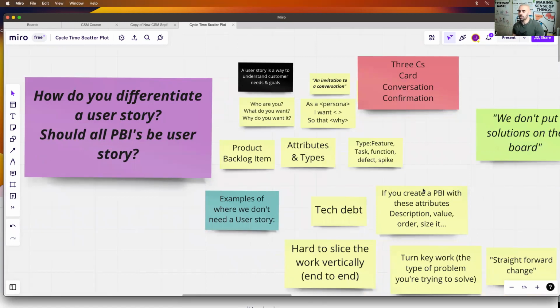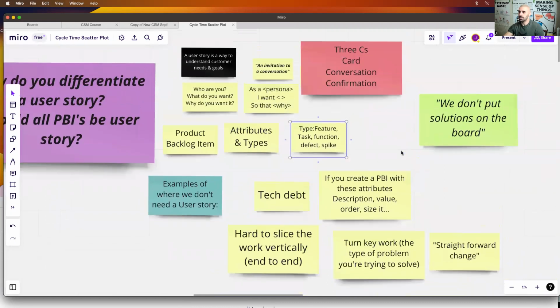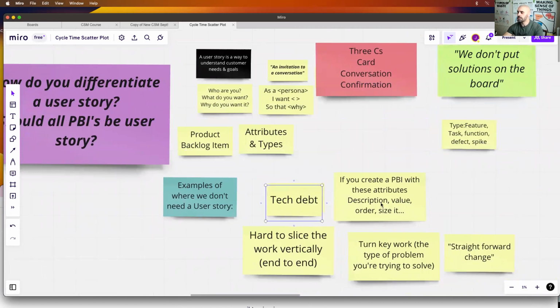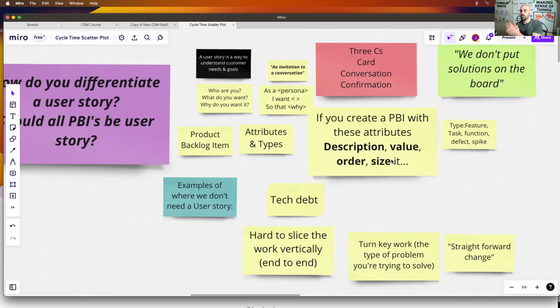Should all product backlog items be a user story? The short answer is no, they don't have to be. You could just create a product backlog item which has the basic attributes. By the basic attributes, if I could maybe, I might have removed the card. Oh, it's here. As long as you can describe what it is, explain the value, put it in order, and then size it, that would be sufficient. So that's the first thing. You don't have to use a user story.